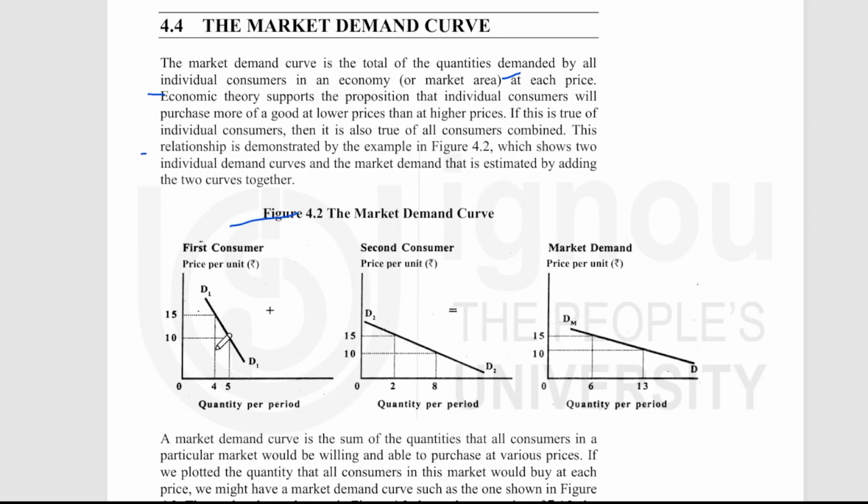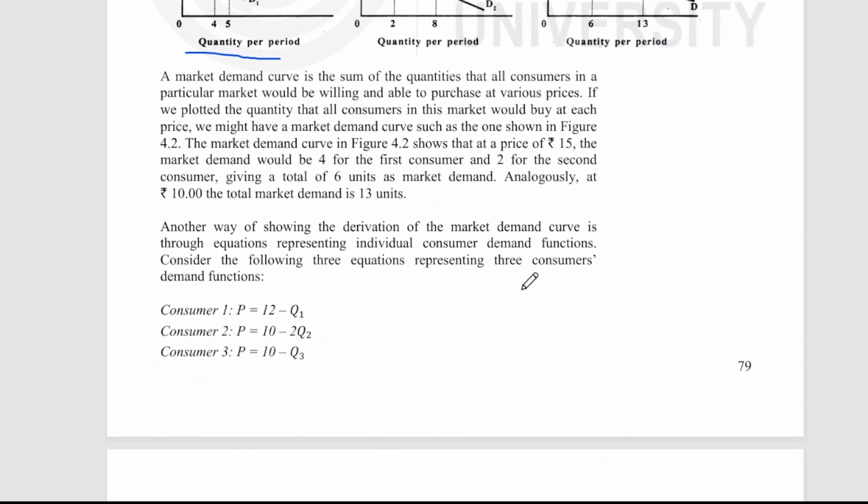In the market demand curves, the quantity per period is on the x-axis, with the first consumer, second consumer, and market demand. Okay, so these are the figures. Please refer to this in your study materials, MMPC 010, unit 4, subsection 4.